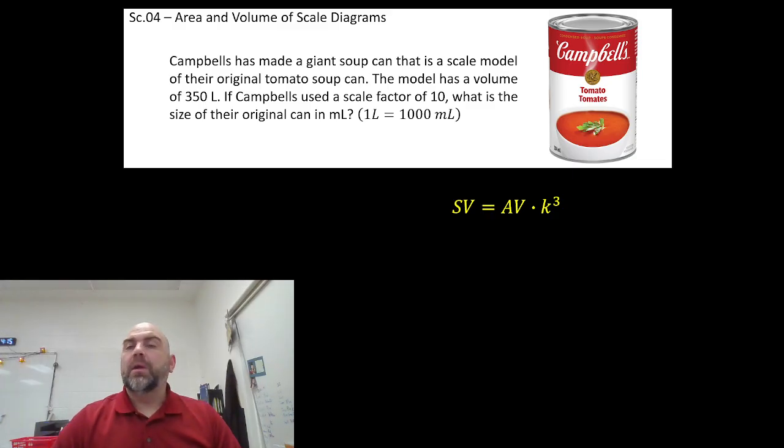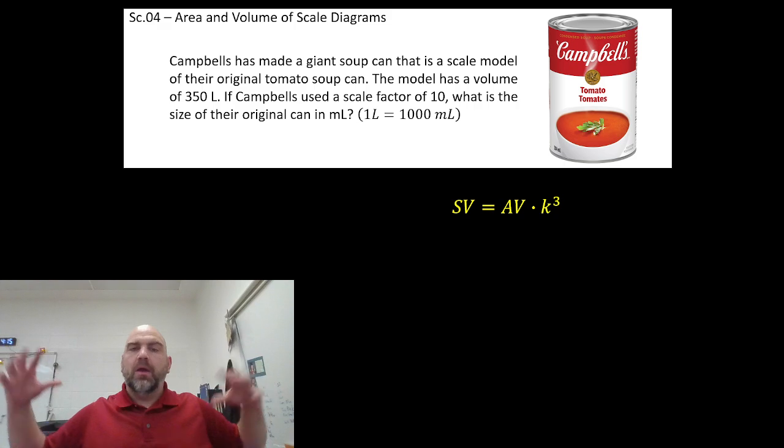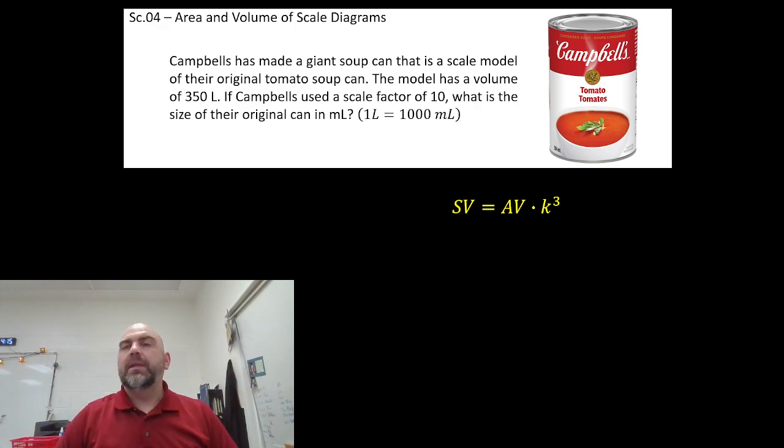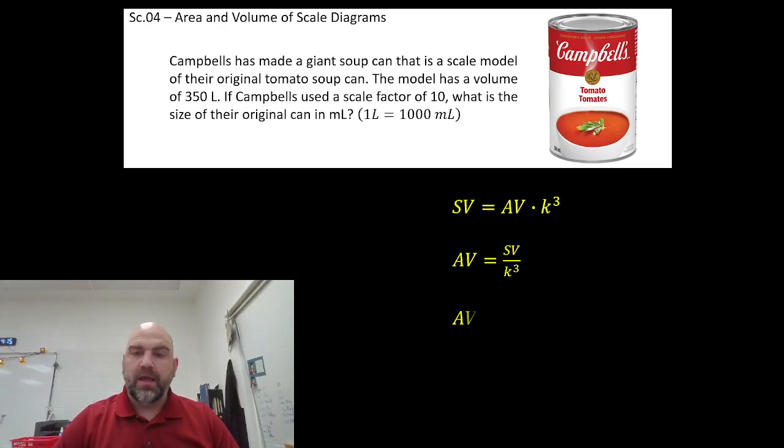Pause the video, come back when you have your answer. All right. We are trying to find the actual volume. We're given the scale one, the really, really big one. We're given the scale factor of 10. We now need to find the actual volume. So we've got to rearrange our formula a little bit. We're going to divide by k cubed. And so our actual volume is equal to scale volume divided by k cubed. Plug those numbers in, 350 liters divided by 10 cubed. And we're going to get 0.35 liters.